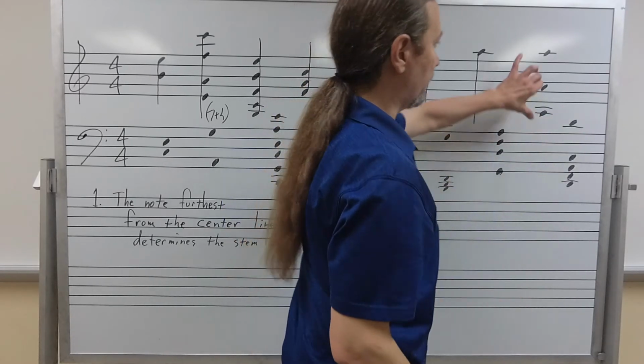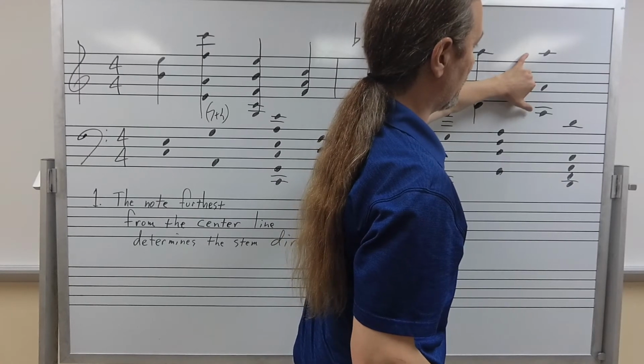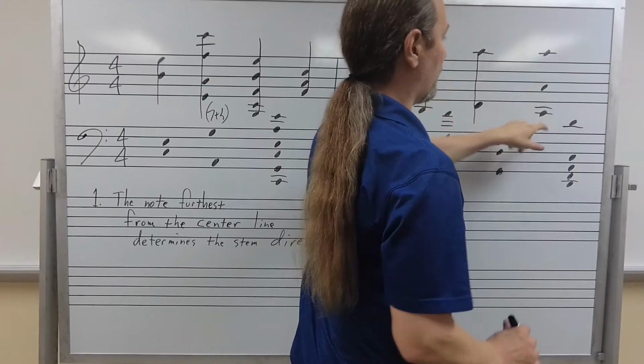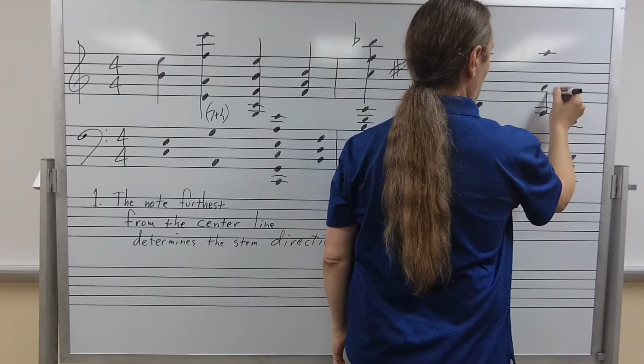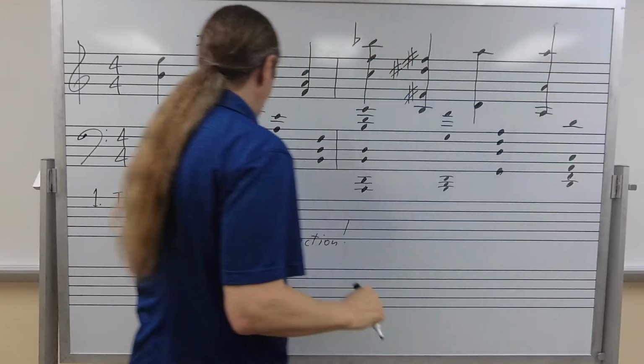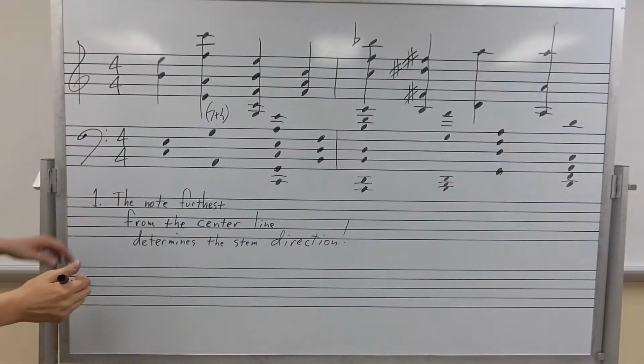Last one. Which one's furthest from the center line? This one has two ledger lines, the A. The A on top has only one. The A on the bottom governs the stem direction. They're all A's connecting in 3 octaves. It's probably a little bit long. We'll deal with that. Okay, bass clef over here.